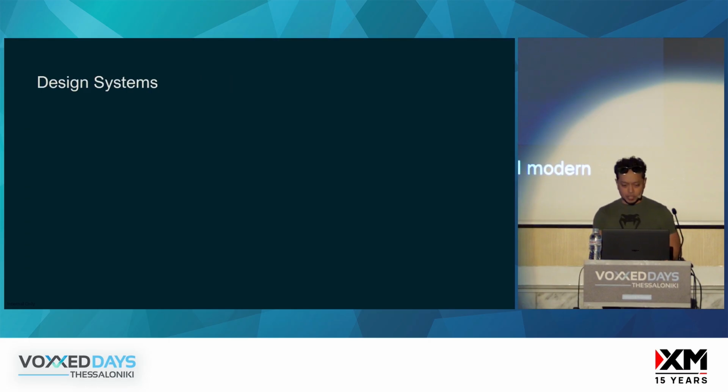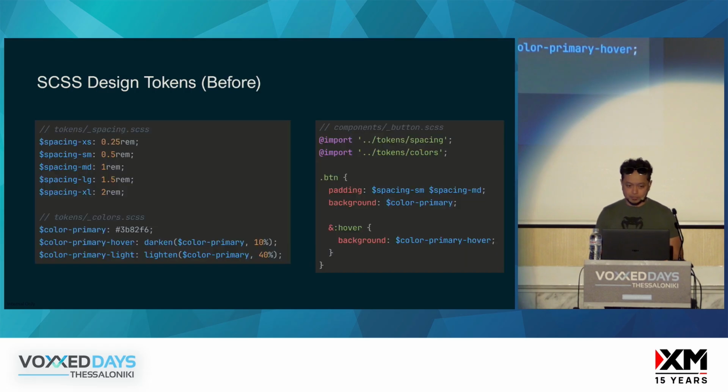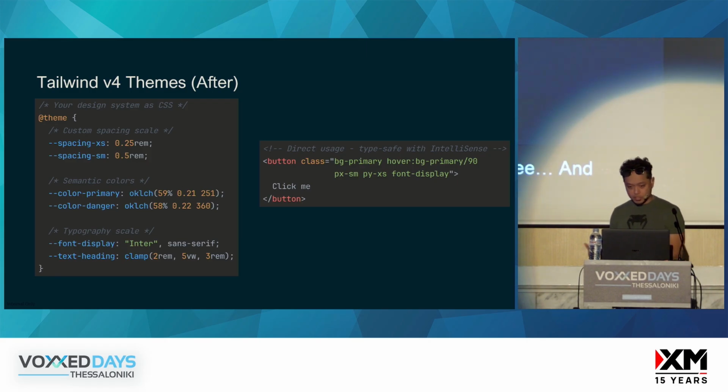Design systems are the heart of enterprise applications. For example, here, Sass design tokens before, as you can see. And Tailwind version 4 specifically after, with the @theme directive, your design tokens live in CSS, not JavaScript or Sass variables. They're real CSS custom properties, which means they can be dynamic, change at runtime, and even be animated. So the OKLCH color space ensures consistent perceived brightness across your palette.